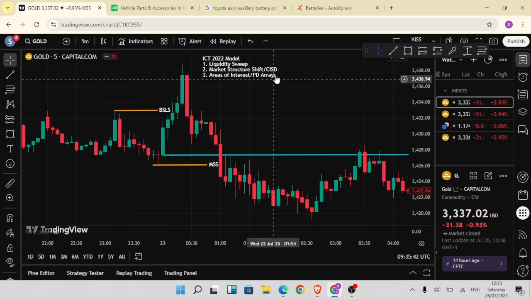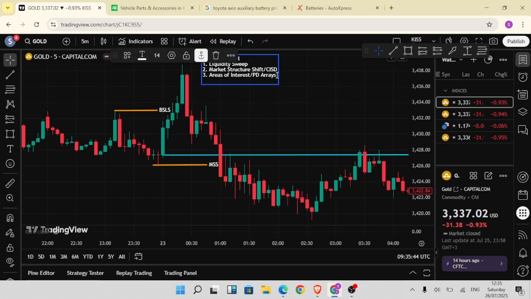Areas of interest or PD arrays, these are fair value gaps, inverted fair value gaps, breaker blocks.